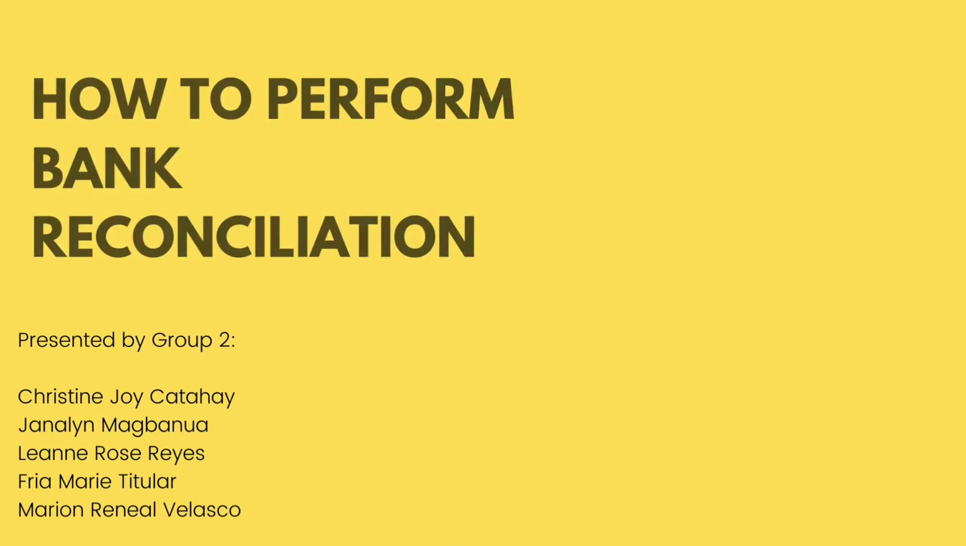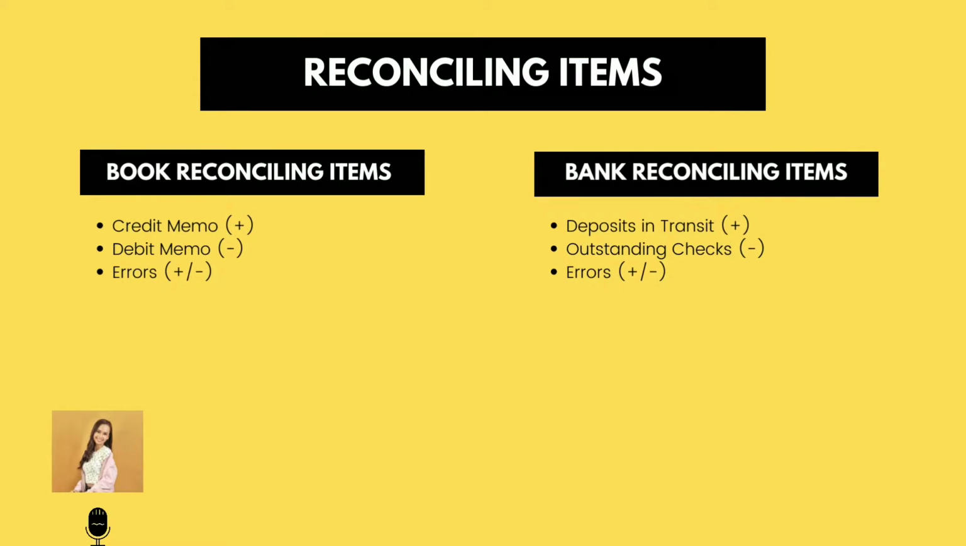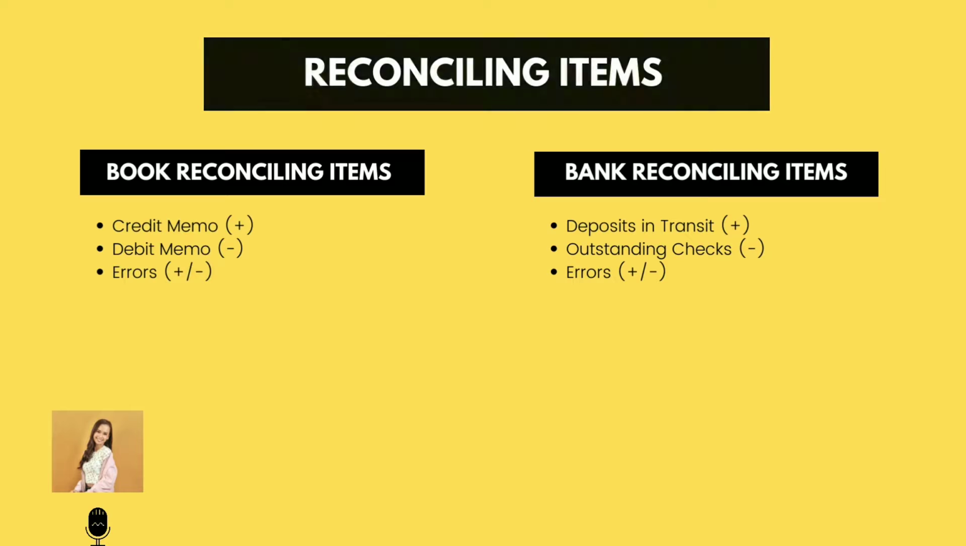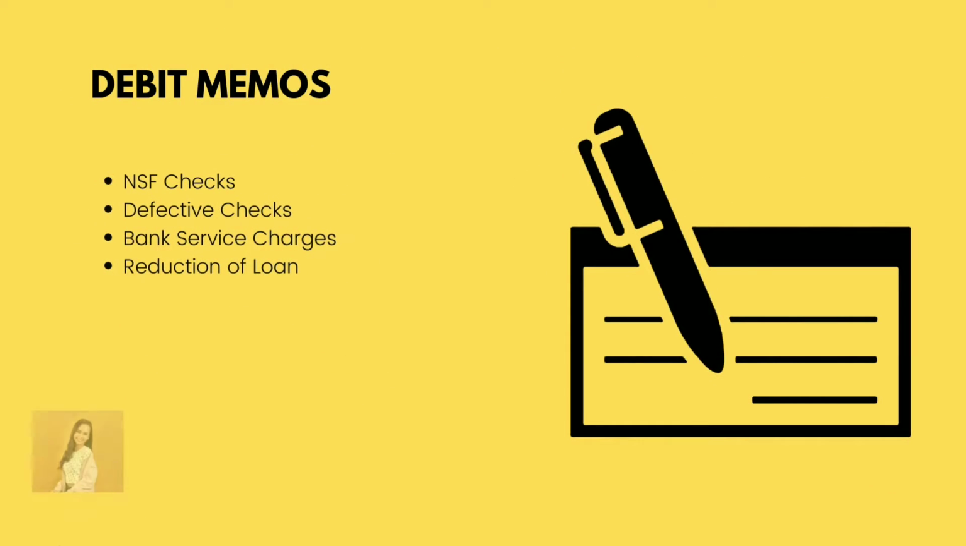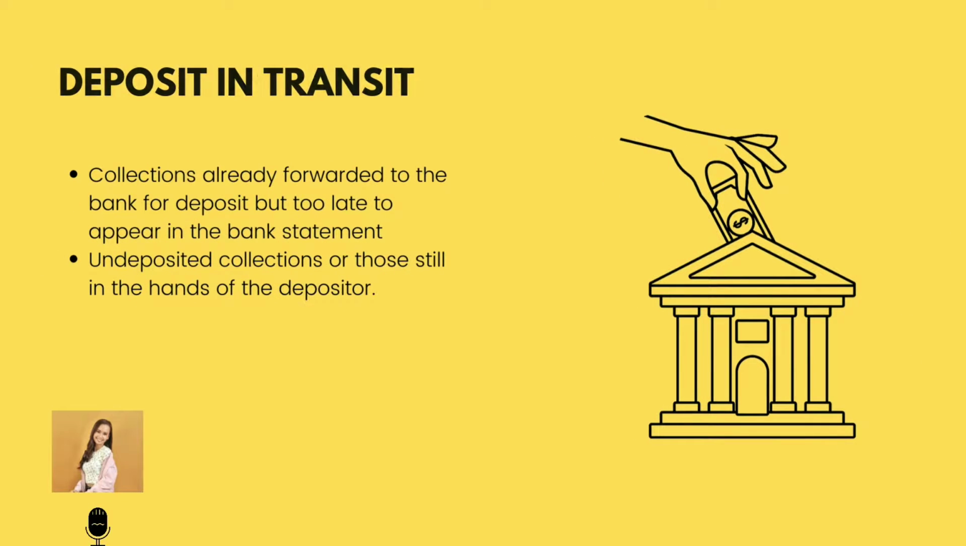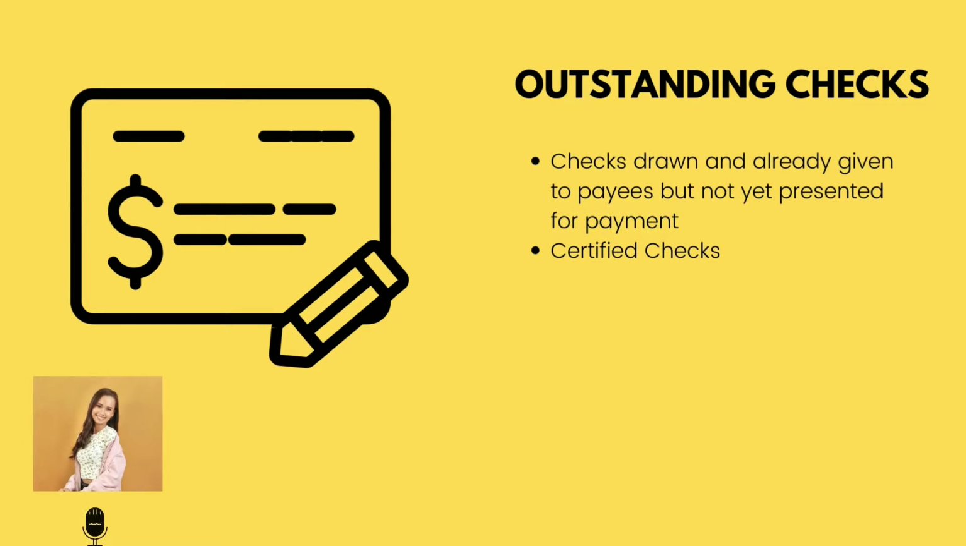Reconciling items. At the end of every month, comparison between the cash records of the depositor and the bank statement received from the bank will yield the following reconciling items. First is book reconciling items: credit memo, debit memos. Then there is deposit in transit and outstanding check. So, that's all for me, and for the second part, Christine will explain it to you.